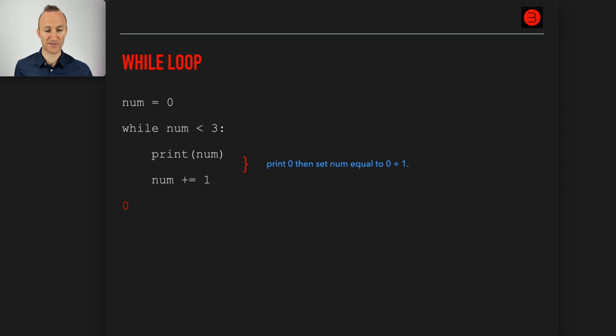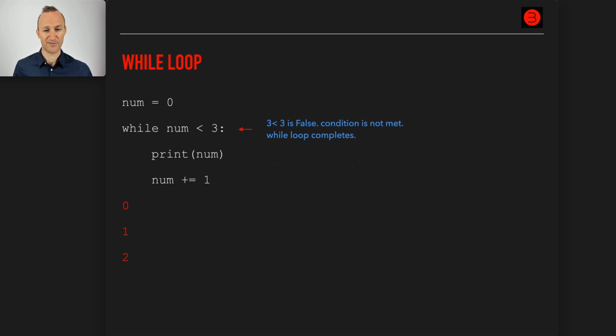You see the printout of 0. And then we go back here. 1 less than 3 is true, so the condition is met. Print 1, then set num equal to 1 plus 1, which is equal to 2. So you can see the output of 1. Now, this is the idea with the loop. You keep going back to that phrase, while num less than 3. 2 less than 3 is true. The condition is met. Print 2, then set num equal to 2 plus 1, which is 3. You can see the output of 2.